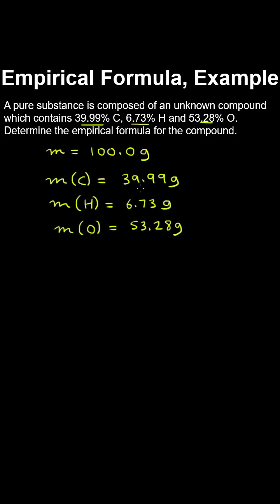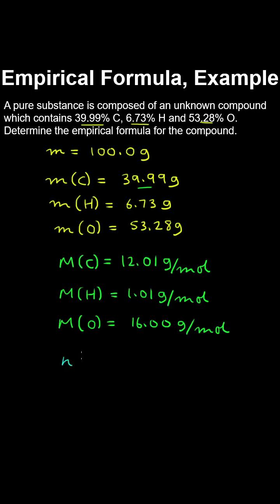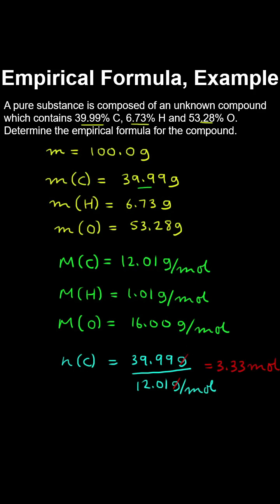A pure substance is composed of an unknown compound, which contains the following percentages of carbon, hydrogen, and oxygen. And we're asked to determine the empirical formula for the compound. So what we do is assume a convenient mass of the substance, and if we're multiplying by those percentages, we can determine the mass of each element in the substance. And now we need to convert these masses into a number of moles. So we know the molar masses of each element from the periodic table. So therefore the number of moles of carbon is equal to the mass of carbon over the molar mass of carbon. So the grams cancel and mole ends up in the numerator. And we can do the same calculation for hydrogen and oxygen.